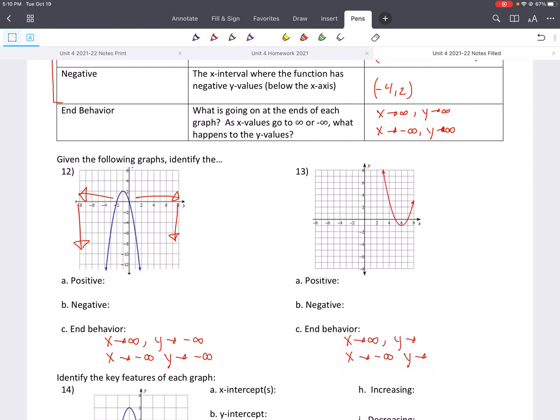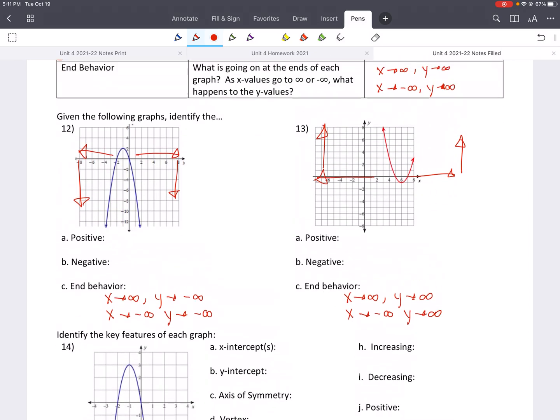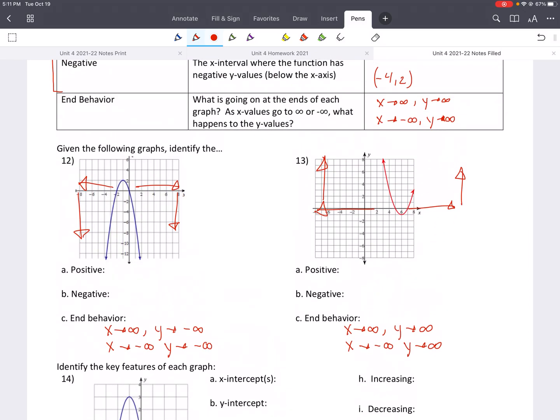Okay, and then as x goes this direction, y goes up. So that goes to positive infinity. And as x goes this direction, y still goes up. So basically, if it's concave down, your y's go to negative infinity. And if it opens up, then the y's go towards positive infinity. All right, positive and negative end behavior.